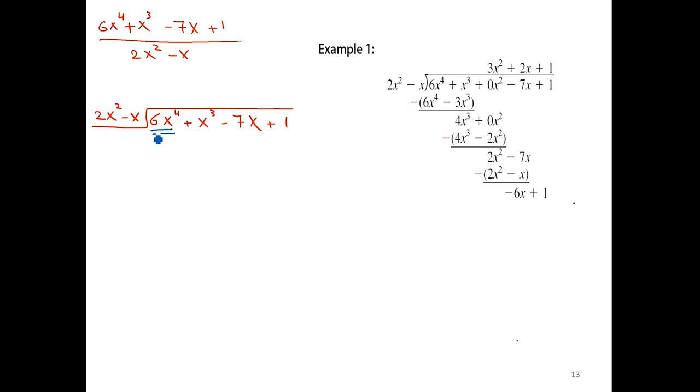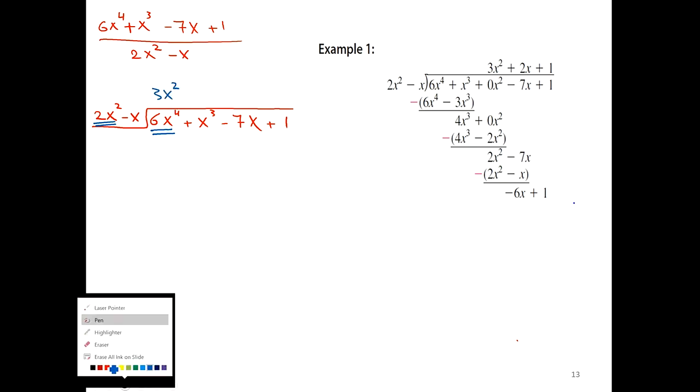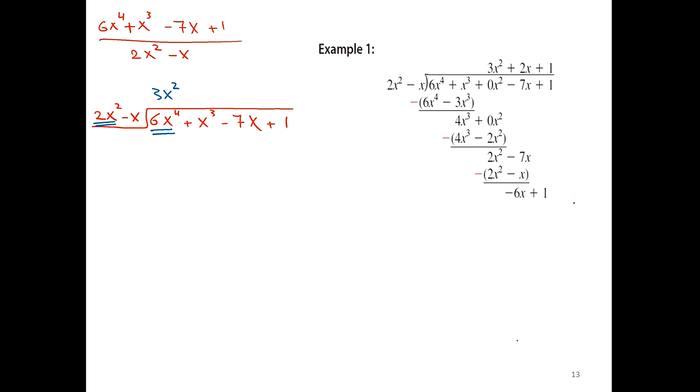Now, the first step: divide the first term over the first term. This is equal to 6 over 2, 3. x to the power 4 over x squared, we have x squared. Now, multiply this by 2x squared minus x. So we have 6x to the power 4 minus 3x to the power 3.